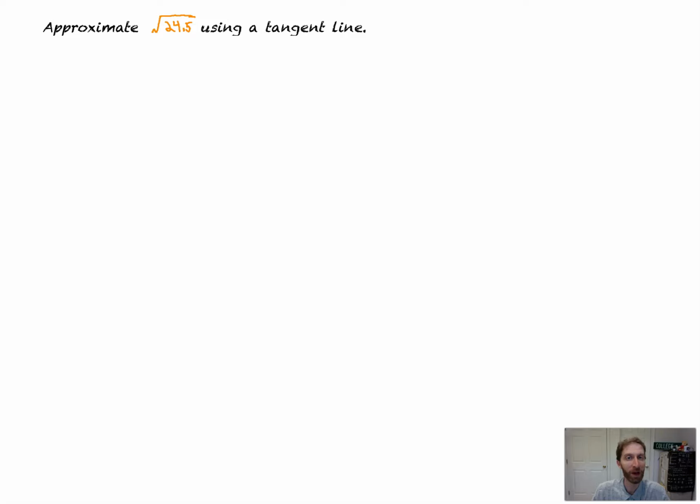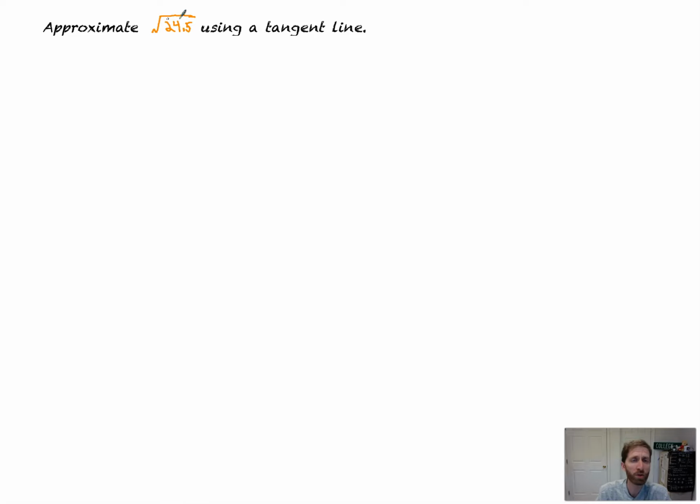All right, here we go. We're going to see the power of tangent line approximations with this kind of problem. This is a classic example where you're asked to approximate a square root of something that's seemingly really hard to find the square root of using a tangent line. And there's no other instructions given. I love this kind of problem.